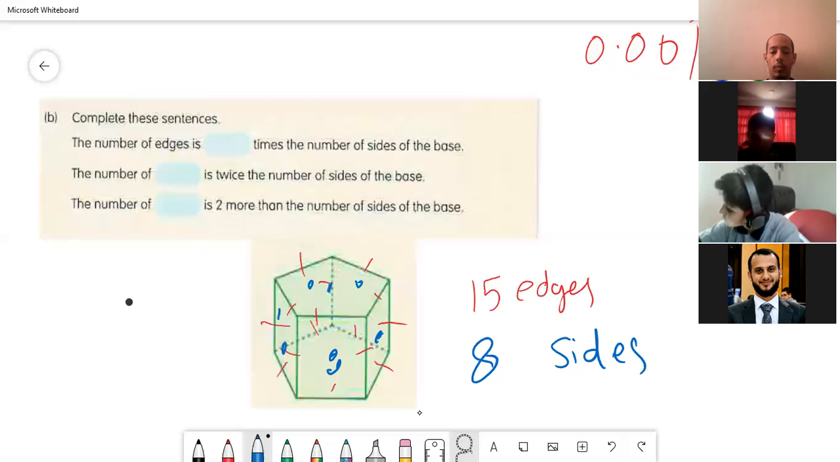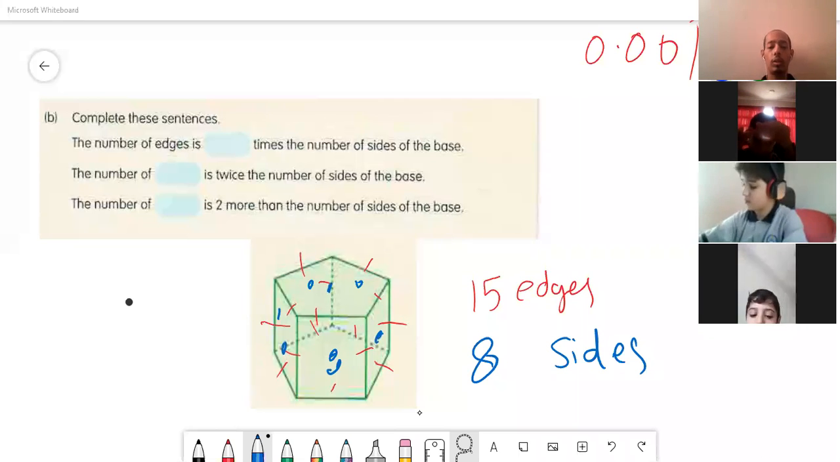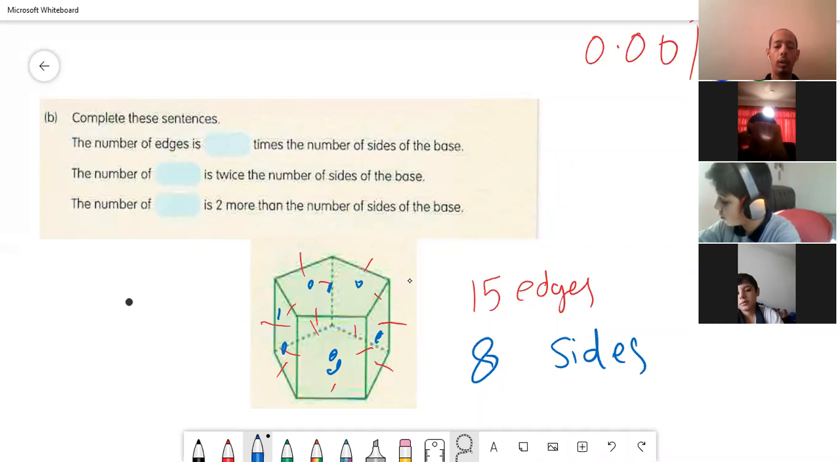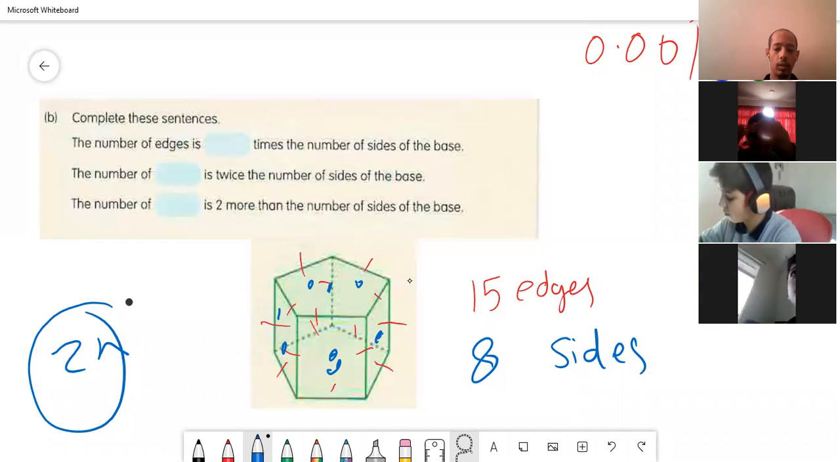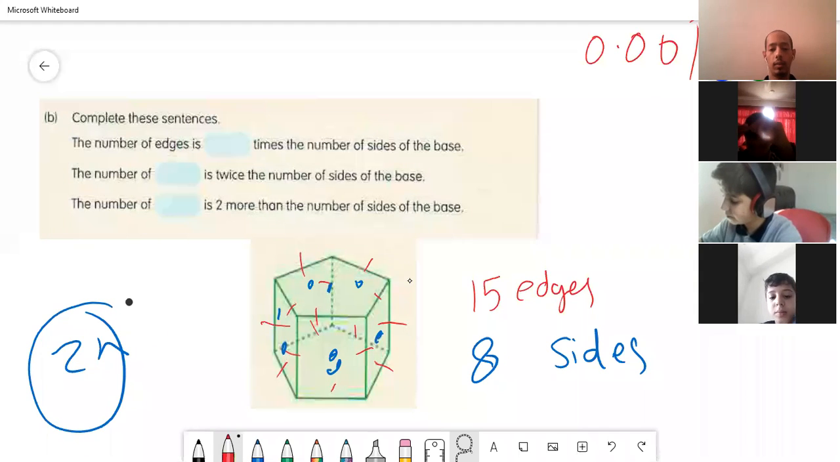What was your answer, Muhannad? It has 6 faces and 8 vertices. No, the relationship that you gave: vertices 2n, edges 3n and faces n plus 2. Right. 2n is the number of vertices.